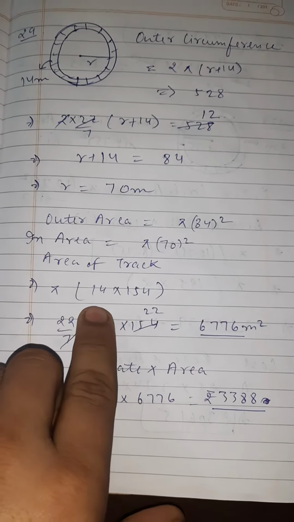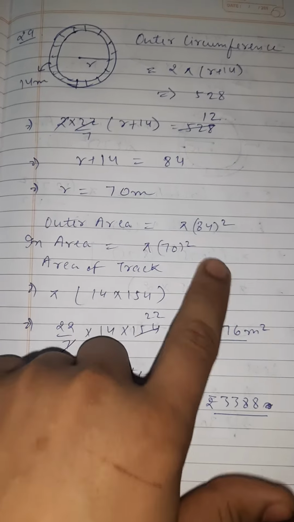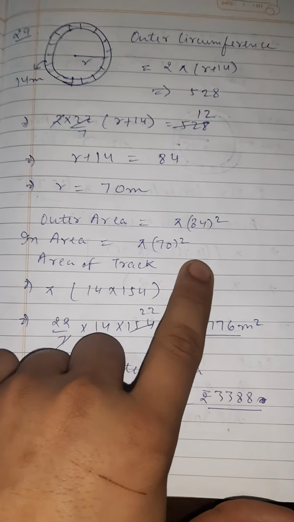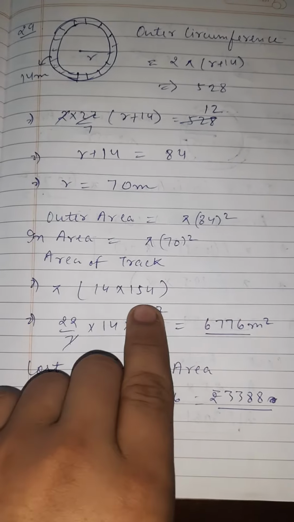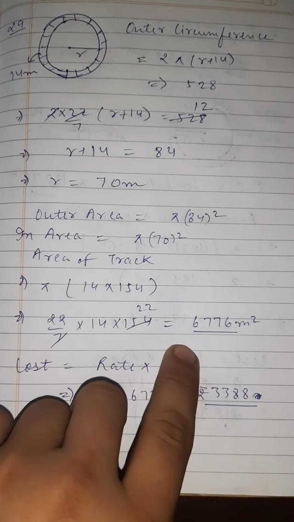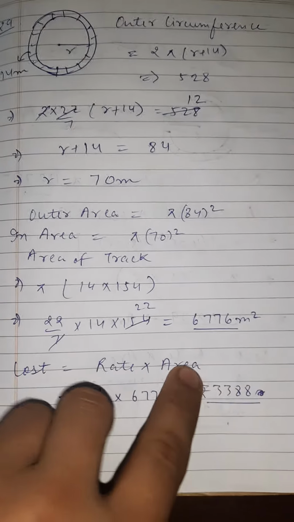Pi will be common, and I have directly applied a squared minus b squared: 84 meters squared minus 70 meters squared, which will be (84 plus 70)(84 minus 70). 84 plus 70 will be 154, and 84 minus 70 will be 14. So by doing calculations, we can find the area of this region, which is 6776 meters squared.